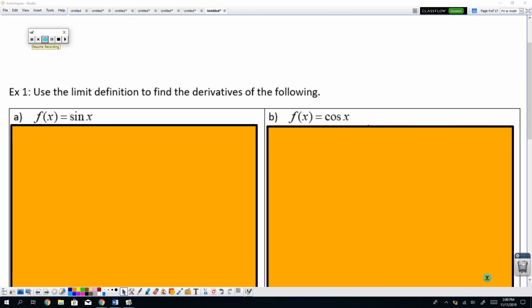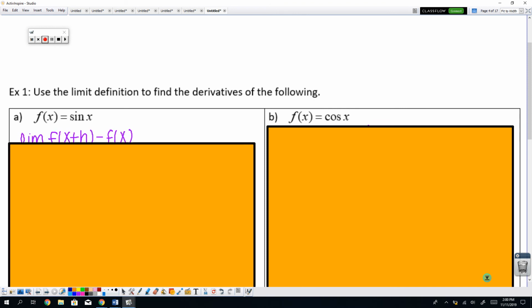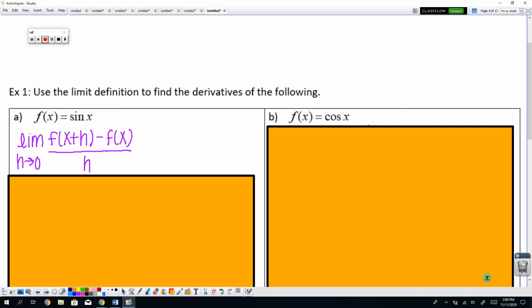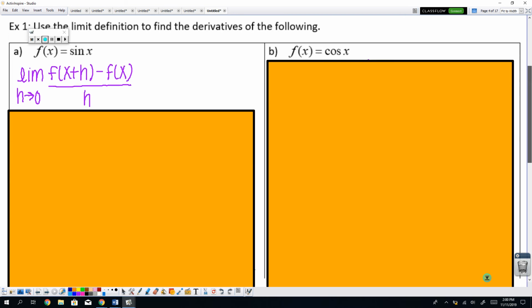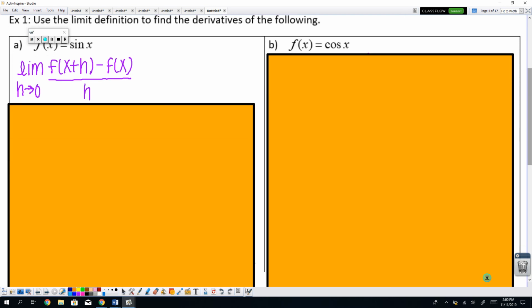So what I'm going to tell you right now is that we're going to use the limit definition to find the derivatives of the following. I decided to put a box over these because it takes quite a bit of writing, and writing on the tablet here is not quite as easy as I would need it to be because you have to write very small. So, what we're going to do is start by writing the limit definition. So the limit definition basically says the limit as h approaches 0 of f of x plus h minus f of x over h. Now this is something we should know because we just took a quiz on it. But we're going to go through and plug it into sine.